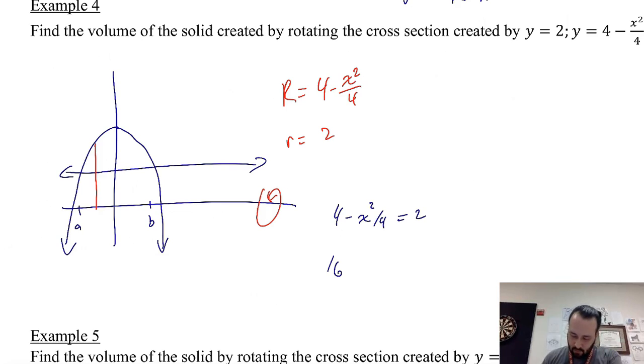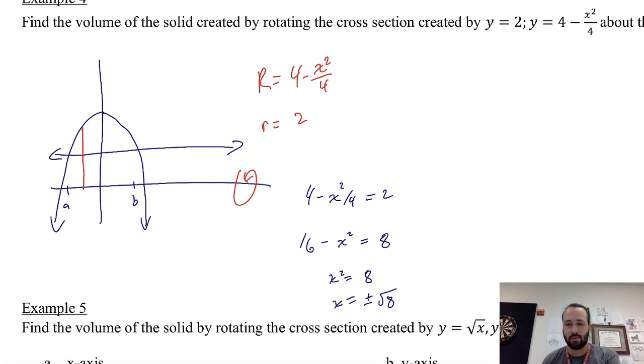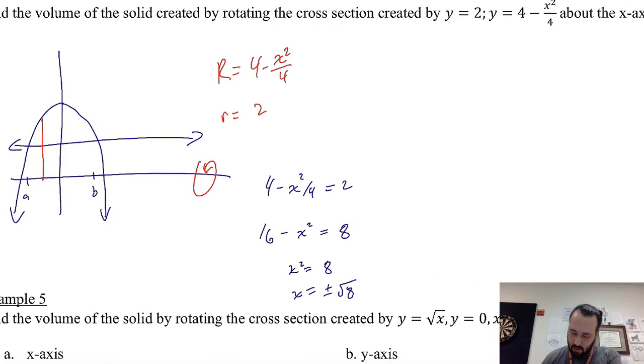I'm going to multiply by 4 first to get 16 minus x squared equals 8. Move over your 16, so x squared equals 8. So x equals plus or minus root 8. You can leave it like that. You can make it 2 root 2 if you want to as well, but it really doesn't matter.